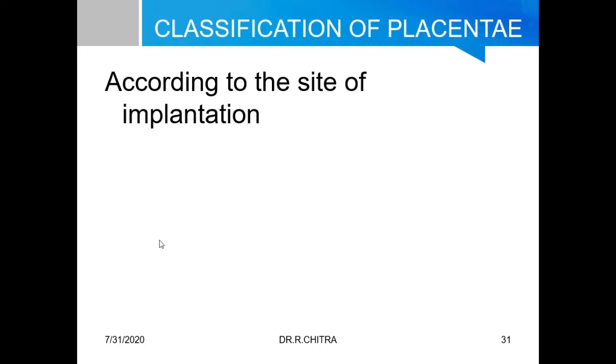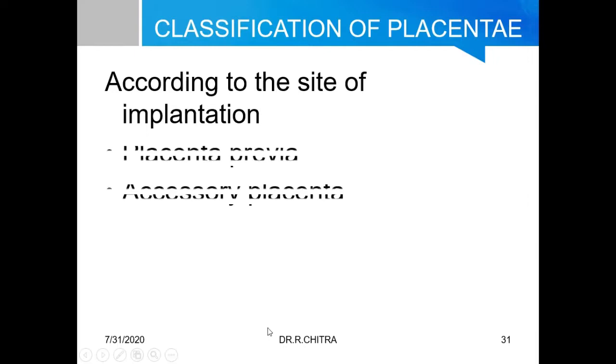According to the site of implantation, usually the implanted embryo is in the upper part of the uterus. If it is in the lower part of the uterus, and the placenta extends to the lower uterine segment, then it is called placenta previa. This placenta previa produces antenatal hemorrhage. Before the delivery of the fetus, hemorrhage, that is called antenatal hemorrhage.